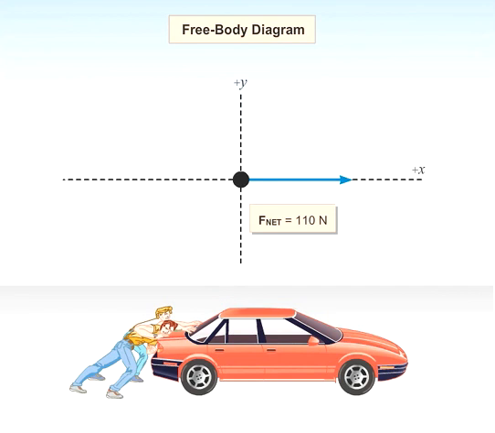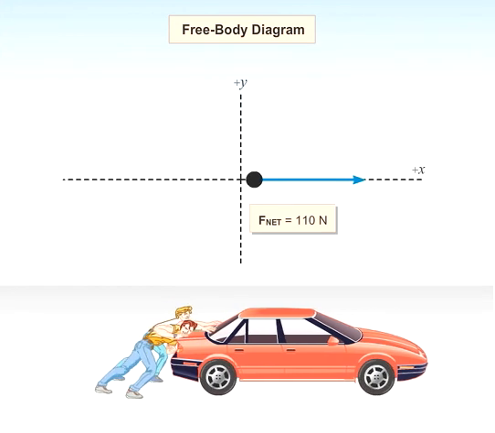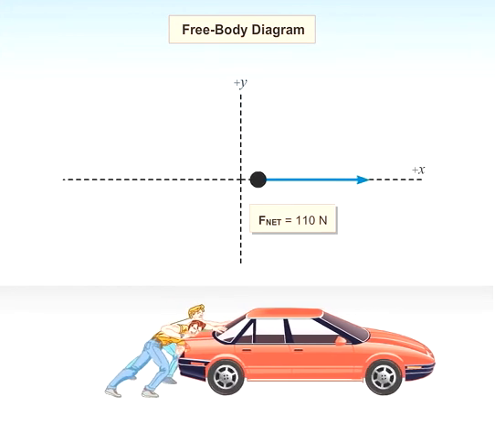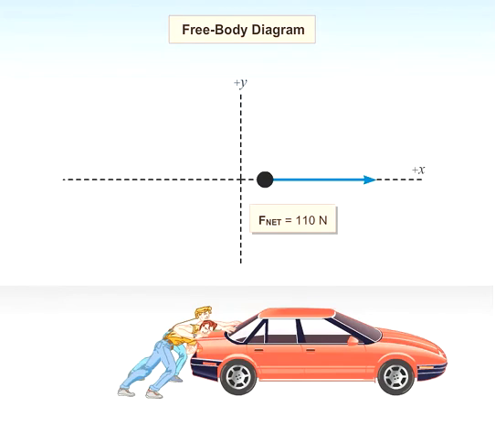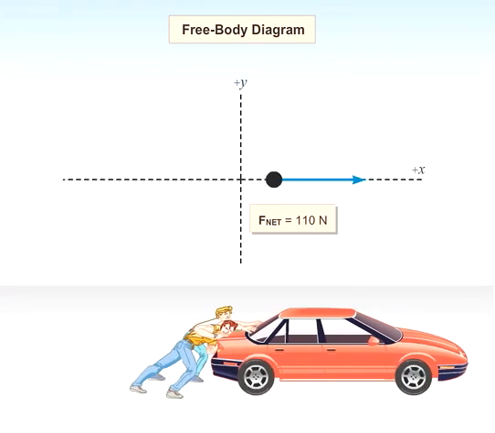This acceleration will continue only as long as the two men can continue to exert a force of 110 newtons more than the opposing force as the car goes faster and faster. When the men stop pushing, the opposing force slows the car to rest as the opposing force decreases to zero.